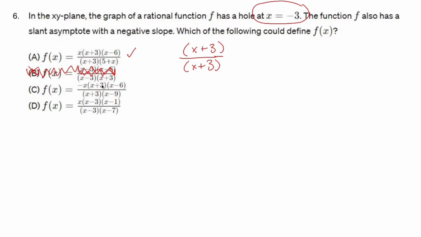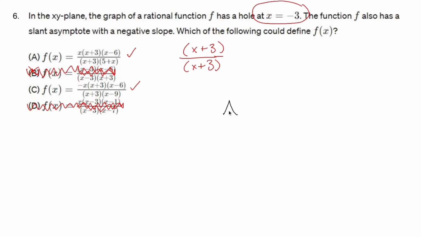Negative x, x plus 3, x minus 6, x plus 3, x minus 9. So you have a possibility. X, x minus 3, x minus 1, x minus 3, x minus 1. There's no x plus 3s here, so you're also out of the question. So it's between A and C. So part 1 is we took care of the hole at x equals -3.